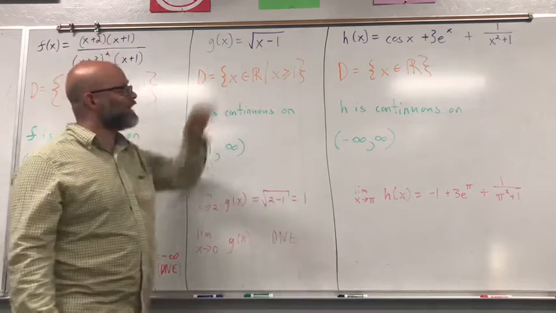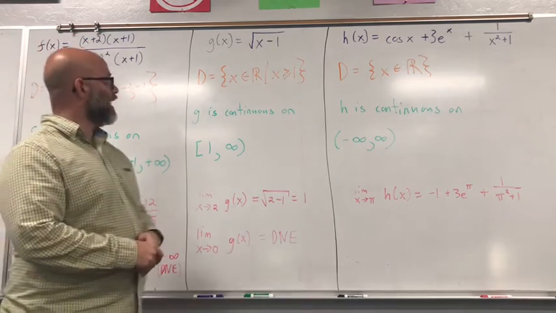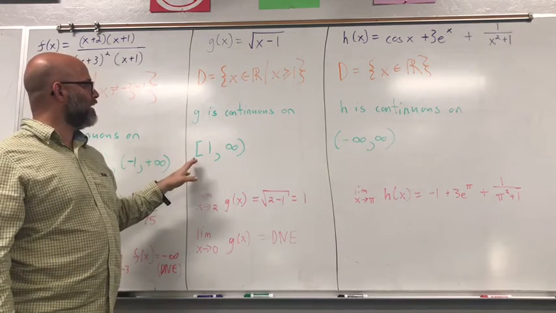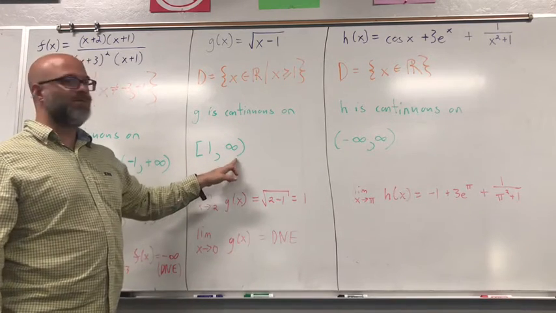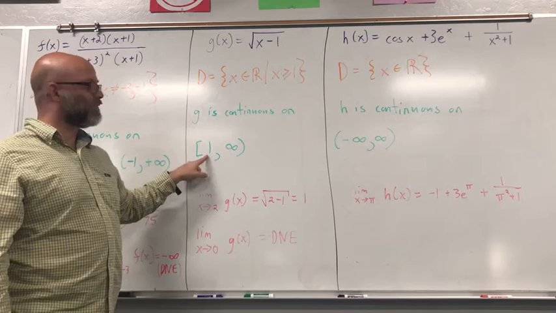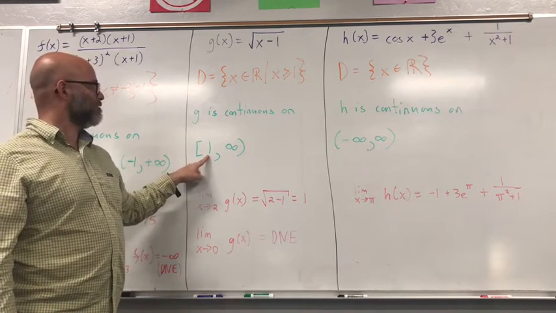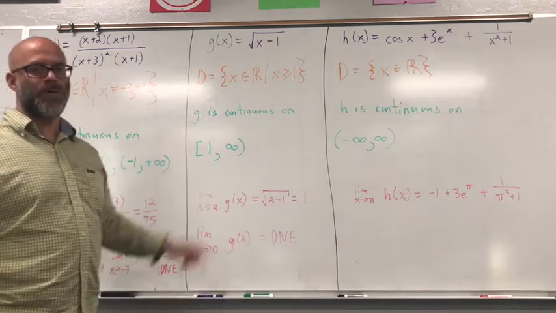Only problem is we get a negative underneath that radical sign. So what do we say? G is continuous on the interval from 1 to infinity. Notice it's a closed interval on the left-hand side because you're including 1. That's okay. But you can never include infinity, so it's open interval notation there.